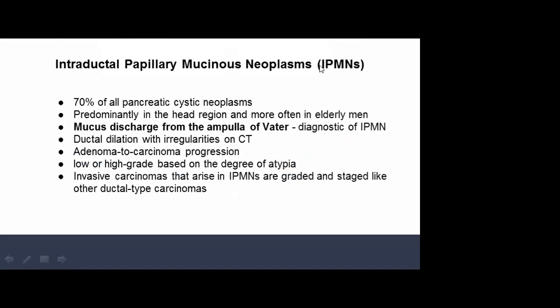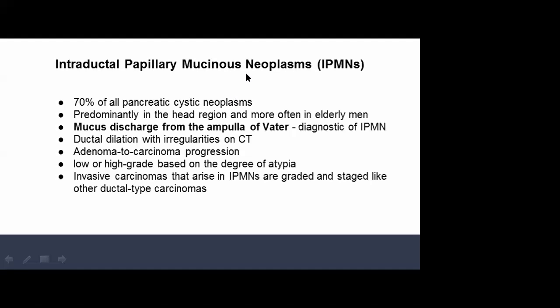Coming to the intraductal papillary mucinous neoplasms proper, these constitute around 70% of all pancreatic cystic neoplasms. Predominantly, they are situated in the head region, and most often they are noted in elderly men. The mean age of incidence is around the fifth to seventh decade. And the characteristic endoscopic finding of this particular lesion is the copious mucus discharge from the ampulla of Vater.